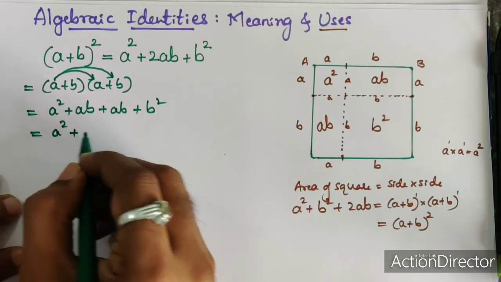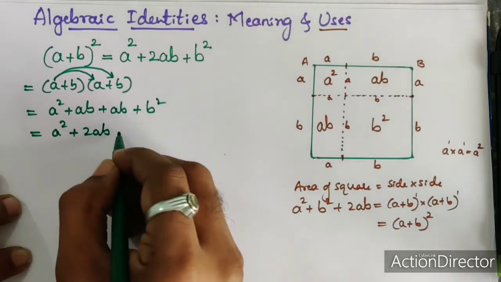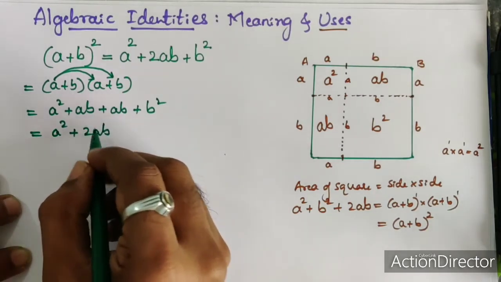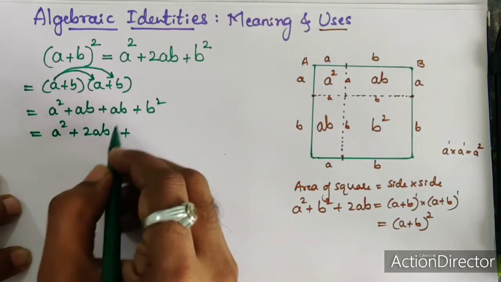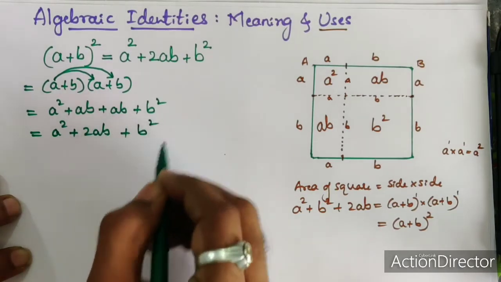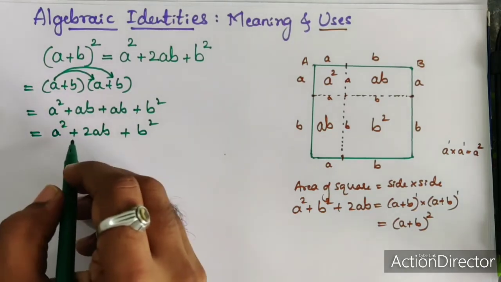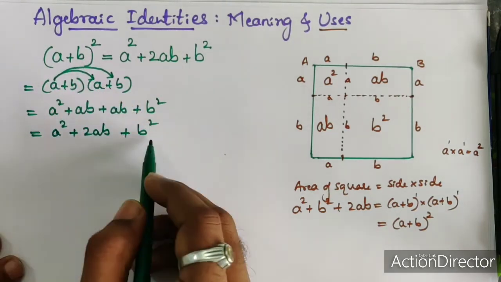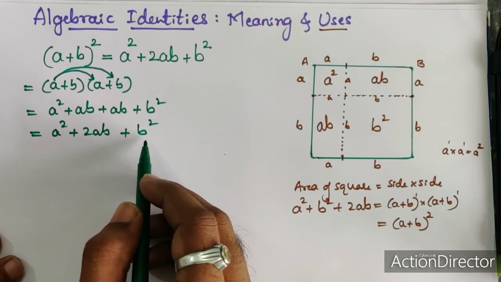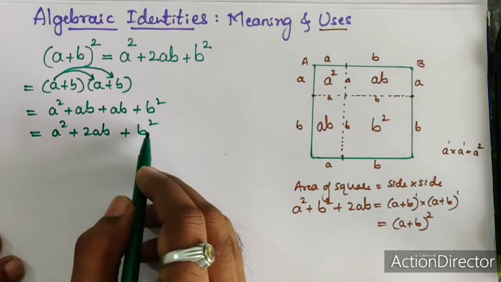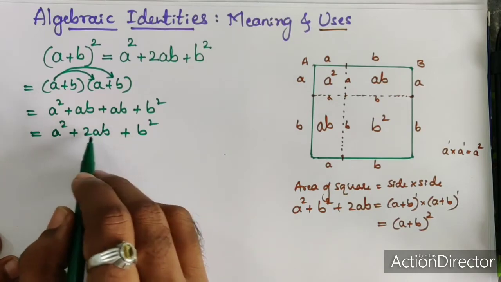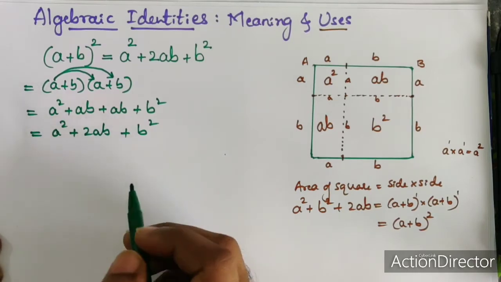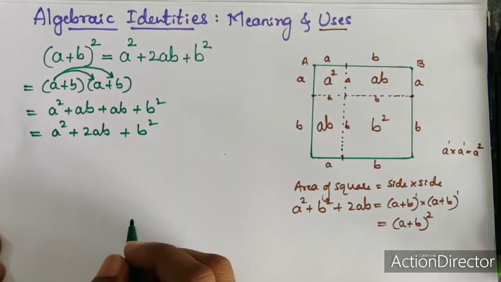ab plus ab, like terms can be added. So ab plus ab is 2ab. So b square here. So this is what, see, a plus b whole square became a square plus 2ab plus b square. The order doesn't make any difference. Whether you write a square plus b square plus 2ab, or if you write 2ab in the center also, it gives the same meaning.